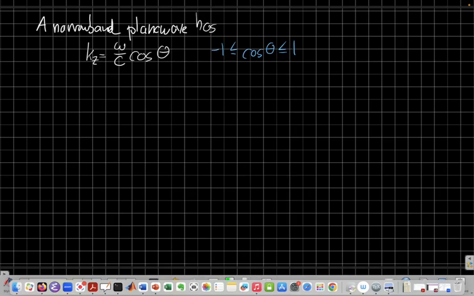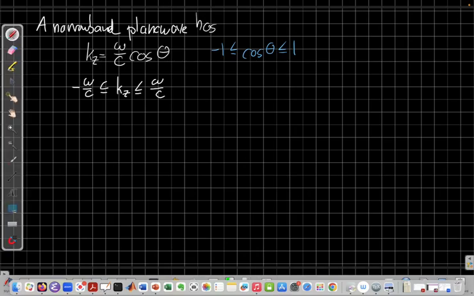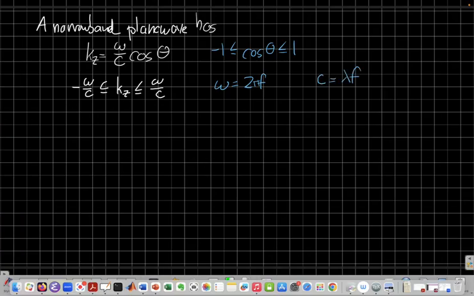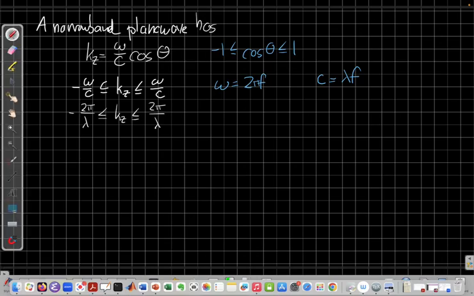We can also rewrite that, because we can write omega as 2 pi f, and then plugging that in, we get 2 pi f over c, but c over f is lambda. Or as we learned in waves classes, c equals lambda times f. So if I put this in for omega and c, the f's cancel out from the numerator and denominator, and I'm left with 2 pi over lambda. So for a narrowband single frequency plane wave, we can think of k sub z this way, and this actually helps us get to where we need.